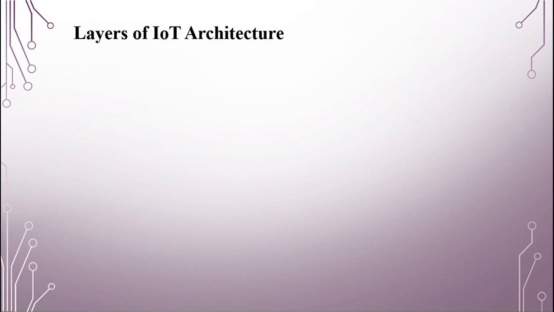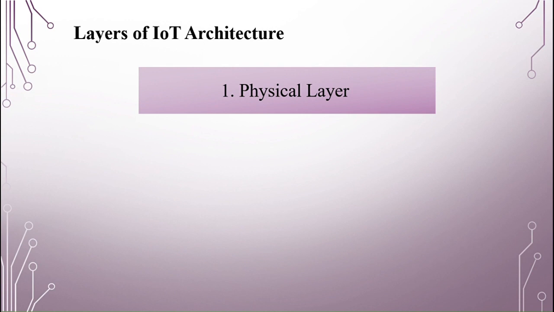Okay. Next we have the layers of IoT architecture. So the first layer is the physical layer. The physical layer of the IoT architecture basically includes the devices and the sensors that collect data from the physical environment. So this is about the physical layer. This layer can include anything from an LED light to a smart refrigerator to a fitness tracker, smartwatches, etc. These are the physical device layers.